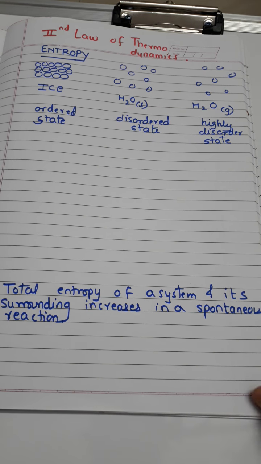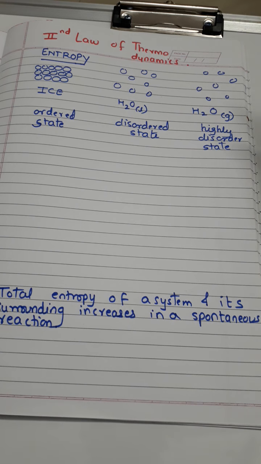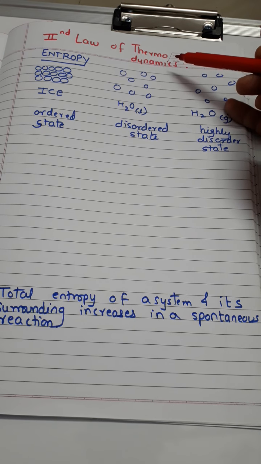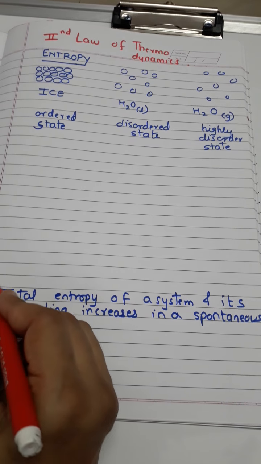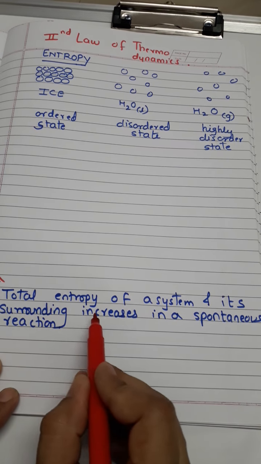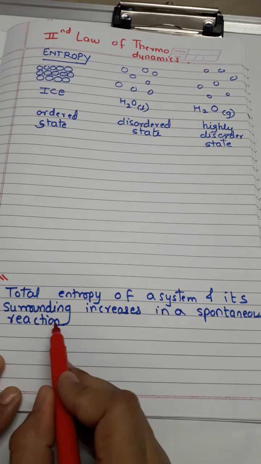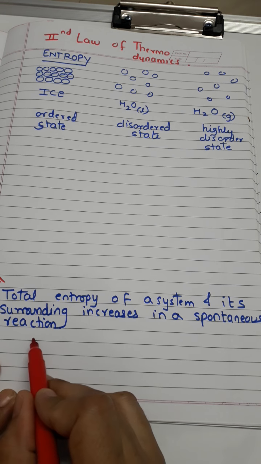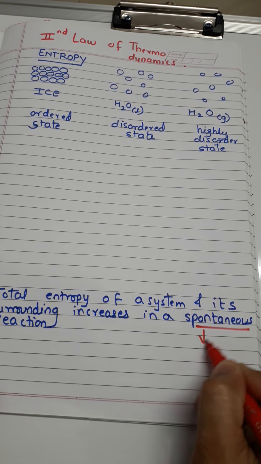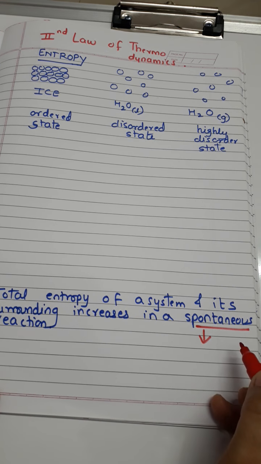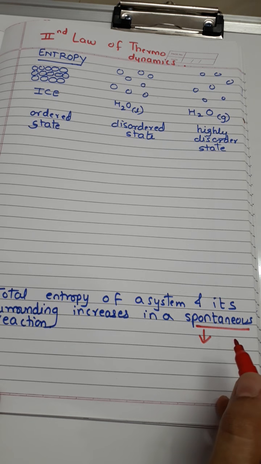Hello everyone. Now if you look at the heading, I have written here second law of thermodynamics. The statement of the second law of thermodynamics is that the total entropy of the system and its surroundings increases in a spontaneous reaction. Now what is the meaning of a spontaneous reaction? A reaction which moves in a particular direction without any external influence.